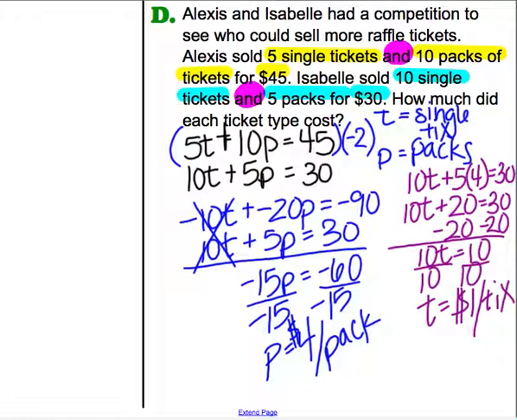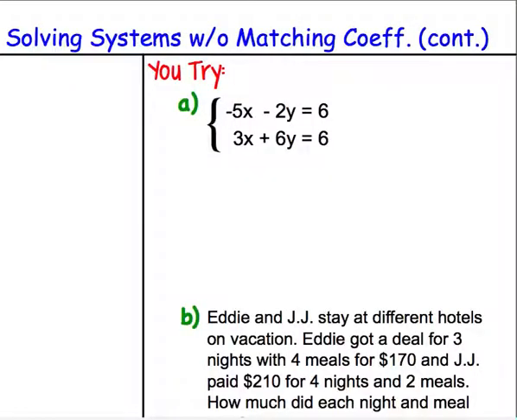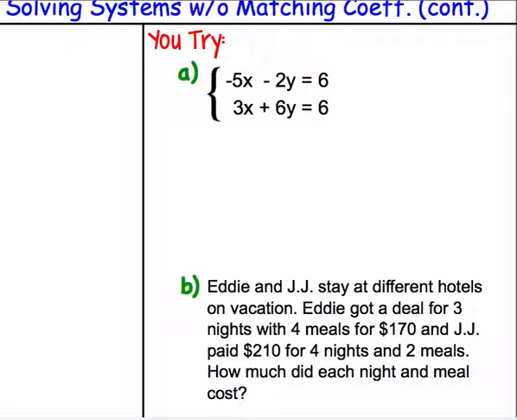So if we go back and check that, 5 times 1 is 5, plus 10 times 4 is 40, 5 plus 40 is 45. 10 times 1 is 10, 5 times 4 is 20, 10 plus 20 does equal 30. So go ahead now and please try the You Try It problems, and bring any questions with you to class tomorrow.